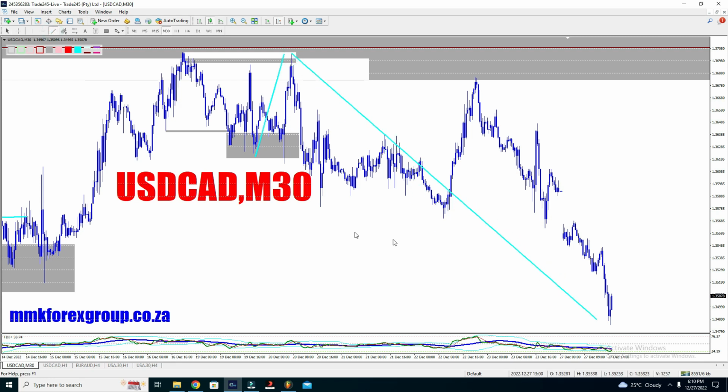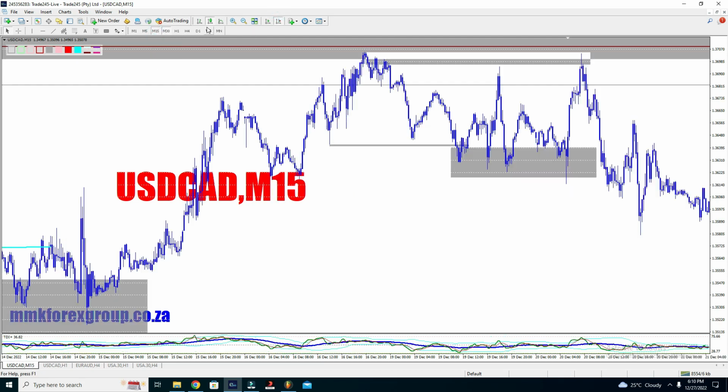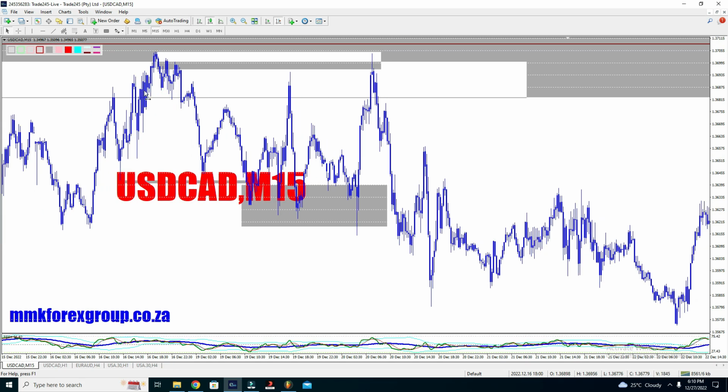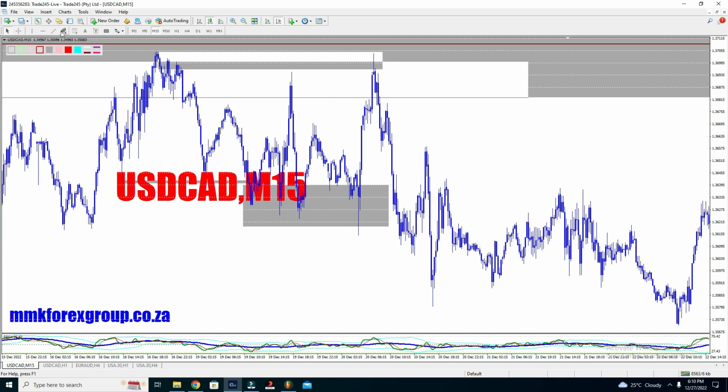So to minimize your risk, you can always go down to your shorter time frames to get a clear picture of where you can actually enter the trade. So right here, this was our supply zone, a clean supply zone, and we also had some liquidity just above that area. And we can also identify stops being hit around this area.